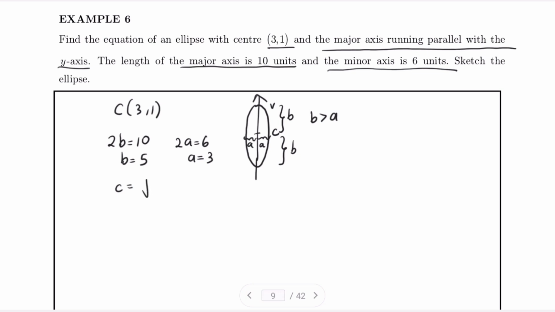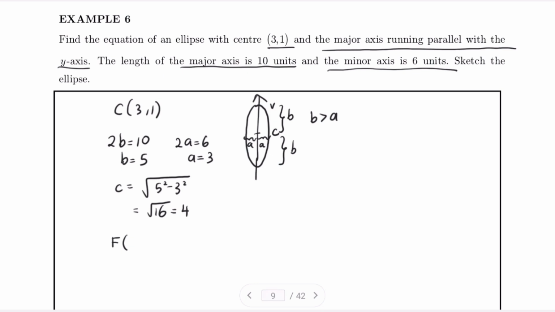So to find C, it's going to be the square root of B squared minus A squared. That will be the square root of 5 squared minus 3 squared. 25 minus 9 is the square root of 16, and the square root of 16 is 4. So we already know our center, which is (3, 1).